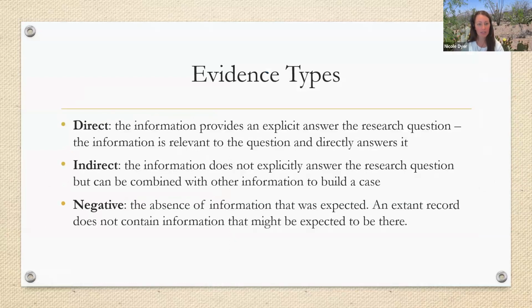So to remind us, the evidence types are direct, indirect, and negative. Direct evidence is where the information provides an explicit answer to the research question. The information is relevant to the question and directly answers it. Indirect evidence is when the information does not explicitly answer the question, but can be combined with other information to build a case. And negative is the absence of information that was expected, like an extant record that does not contain information that might be expected to be there.